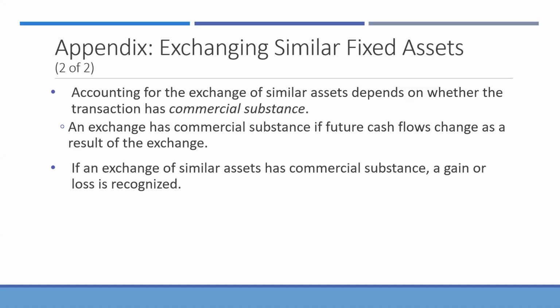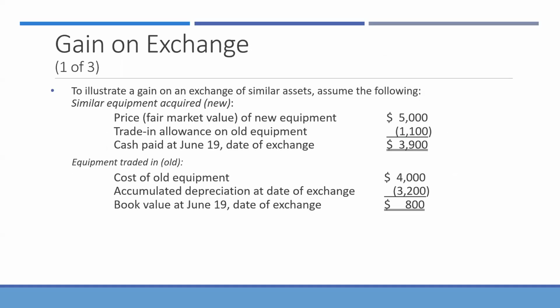And that really comes down to what is the actual value. If the exchange doesn't have commercial substance, if future cash flows will not change, then it doesn't matter. The new asset is essentially just going to replace the old asset on the books, and there's no journal entry even required. And we're going to continue depreciating as normal because the business reality hasn't changed whatsoever. But assuming that there is a gain or loss on the exchange, we need to estimate the fair market value of the new equipment and the trade-in allowance of the old equipment, and then the cash paid.